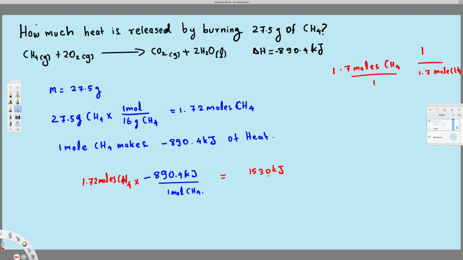Here's a tricky part, right? Whenever we state that it's released, we don't have to state the negative sign. If you don't say it's released, we have to put delta H is equal to negative 1530. Released basically represents negative. So that's the main thing, and that's how you do this kind of problem.